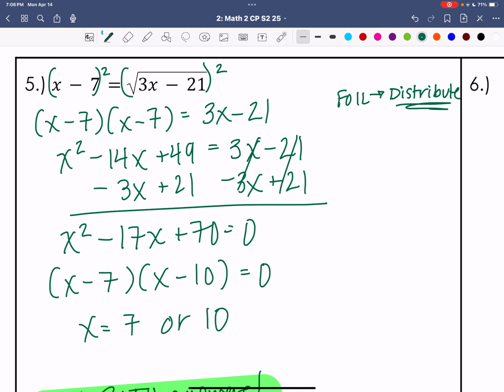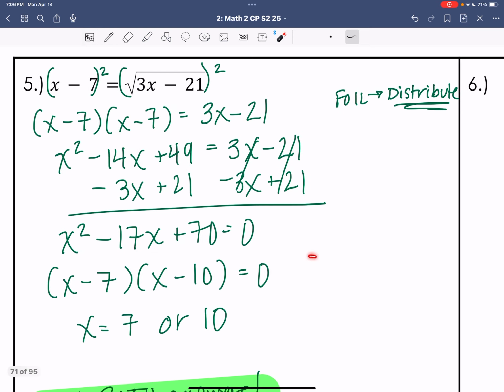All right, so you're going to distribute all of your things and you're going to end up getting x squared minus 14x plus 49 from that. So don't just make it x minus 7, because you need to make sure you do this. So watch out here. All right, now we want to move these over here because we want this to equal 0. So once you've got that, you get x squared minus 17x plus 70.